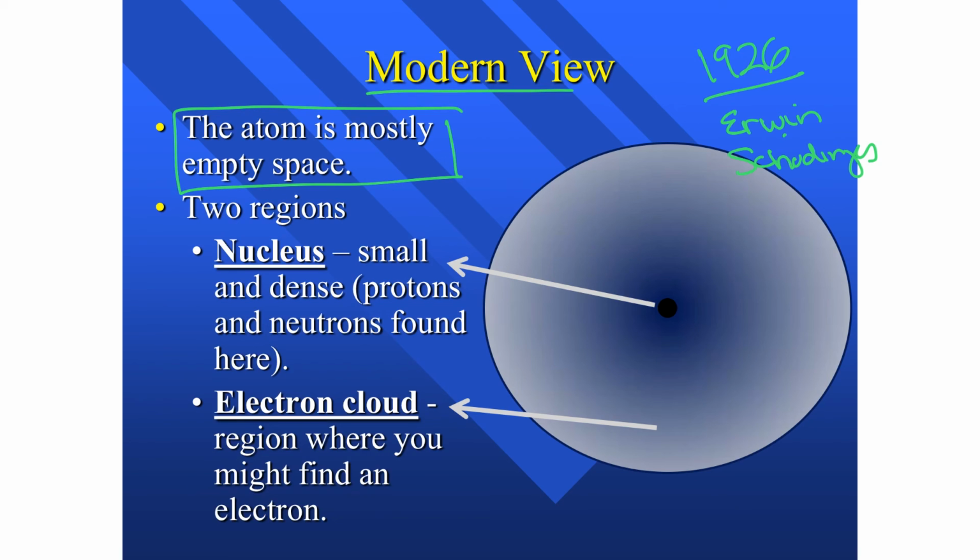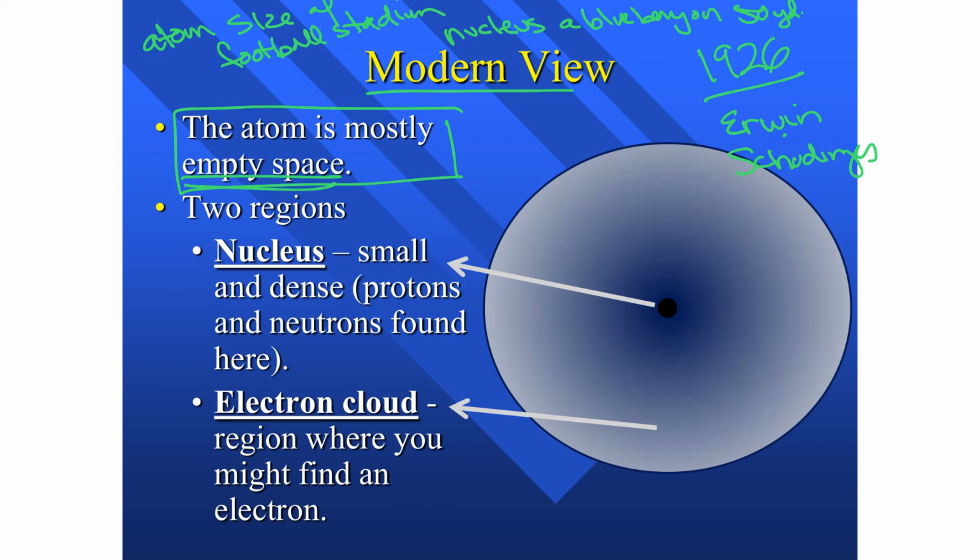So everybody agreed by this time, and we call this the modern view of the atom, that an atom was mostly empty space. Remember that if an atom was the size of a football stadium, the nucleus would be a blueberry on the 50-yard line. So that is how small the nucleus is. And the rest of that football stadium would be empty space. And so the nucleus is where the protons and neutrons are, but it's super, super tiny.